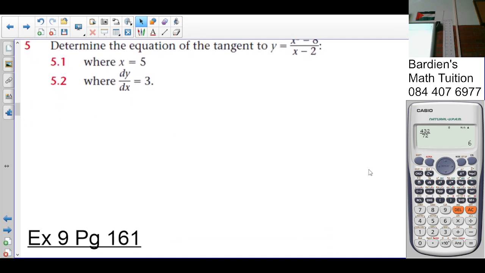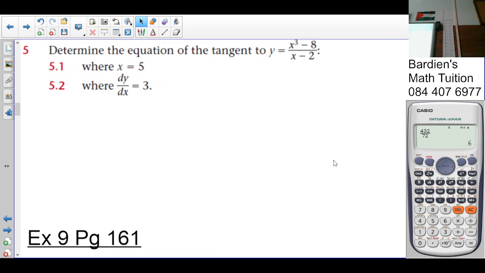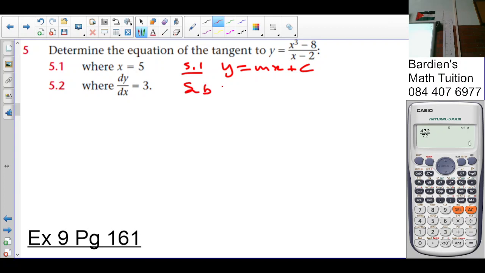Determine the equation of the tangent to y is equal to x cubed minus 8 over x minus 2, where x is equal to 5. So, can I determine the equation of the tangent? The equation of the tangent will be in the form of y is equal to mx plus c. I can substitute 5 into here, and then I will get a point of contact between the tangent and that function.